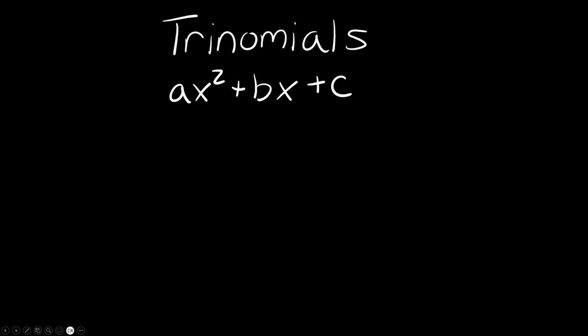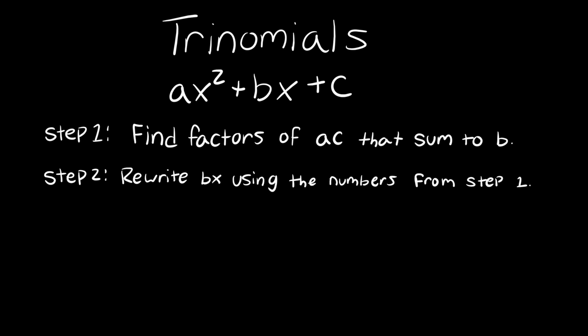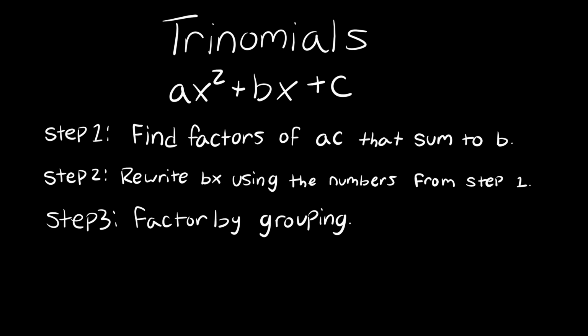So factoring trinomials, you're going to use the form ax squared plus bx plus c, where a, b, and c are constants. Here are some simplified steps. Step 1, you're going to find the factors of ac that sum to b. Step 2, you're going to rewrite bx using the numbers from step 1. Then step 3, you're going to factor by grouping. So let's do some examples.